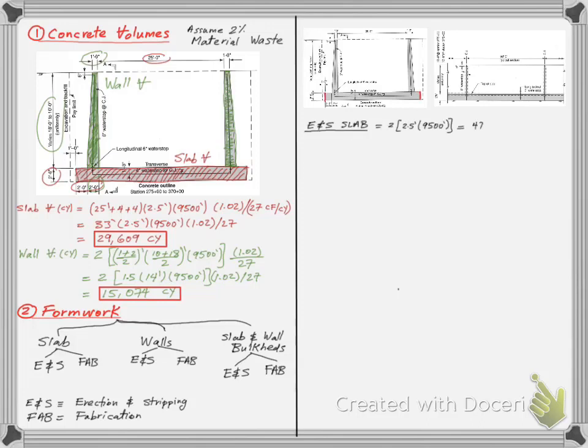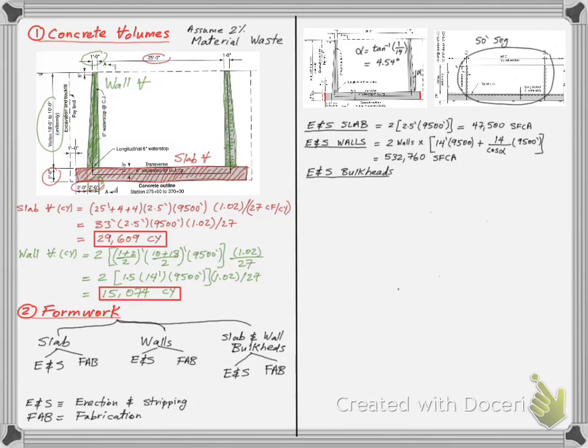For the slab formwork E and S, we are dealing with only two sides of forms for the length of the channel. For the walls, we are dealing with two faces of the two walls. One of the faces is straight vertical, while the other face is at an angle alpha that I calculated to be able to calculate the true sloped area of the formwork.